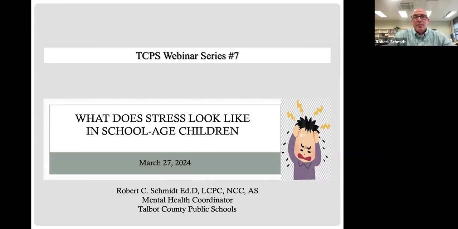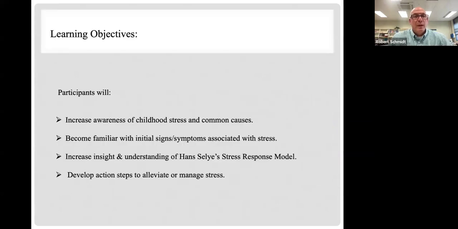Next slide is learning objectives. So hopefully today you'll have a chance to become aware of childhood stress and common causes. We'll look at familiarity with initial signs and symptoms associated with stress, and increase insight and understanding of Dr. Hans Selye's stress response model. We'll go over that pretty much in detail and develop some action steps we could use for early identification, to alleviate or manage chronic stress, especially as we get into the last quarter of the school year.